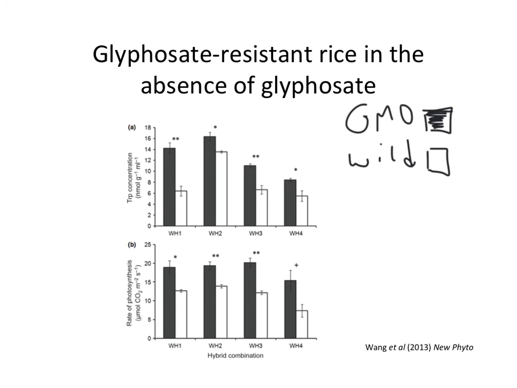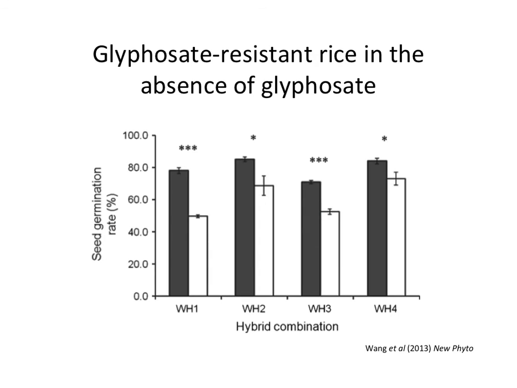Okay, what are the phenotypes we're looking at on the y-axis? Tryptophan concentration, let's skip that one. What's panel B? Rate of photosynthesis. Which plant is growing faster or metabolizing faster? Genetically modified or wild? Genetically modified. In the absence of herbicide. So you just plant the wild plants, the genetically modified plants in a field, let them grow. For some reason, the genetically modified plant that's supposed to only be resistant to herbicide grows faster. It metabolizes faster.